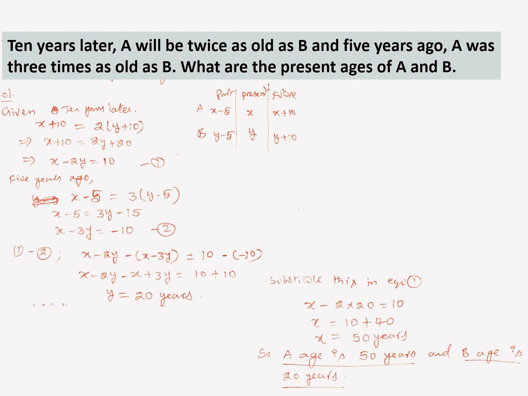I have substituted the y value here in equation 1. So x minus 2 into the y value 20 equals 10. X equals 10 plus 40, because 2 into 20 is 40, that goes to this side, it becomes positive. So x equals 50 years. So x is the age of A. So A's age is 50 years and B's age is 20 years.